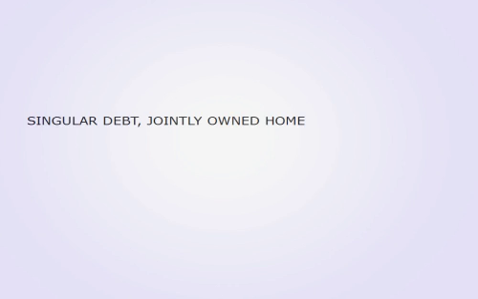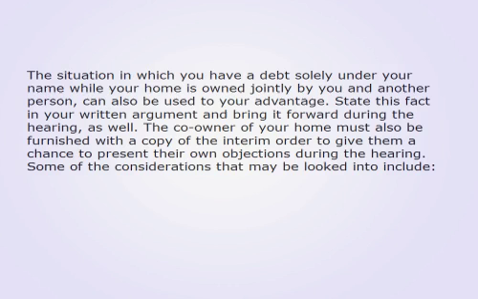Singular debt, jointly owned home. The situation in which you have a debt solely under your name while your home is owned jointly by you and another person, can also be used to your advantage. State this fact in your written argument and bring it forward during the hearing, as well. The co-owner of your home must also be furnished with a copy of the interim order to give them a chance to present their own objections during the hearing.